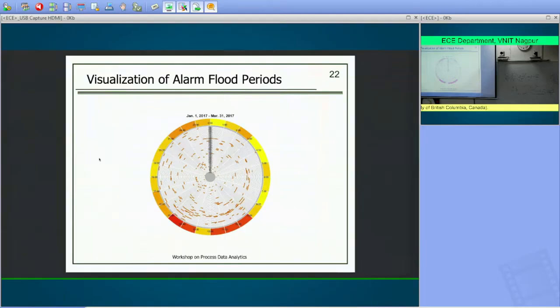Sorry, where are the two bars? This one and this one? They are on different days, yeah. Yeah. So each circle is one day.